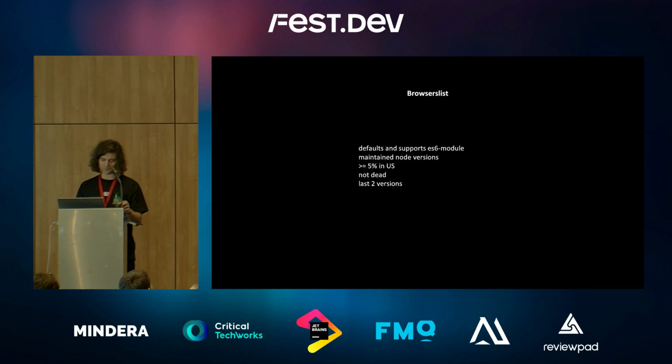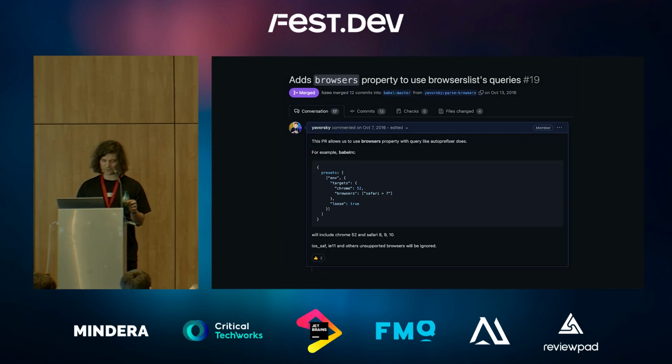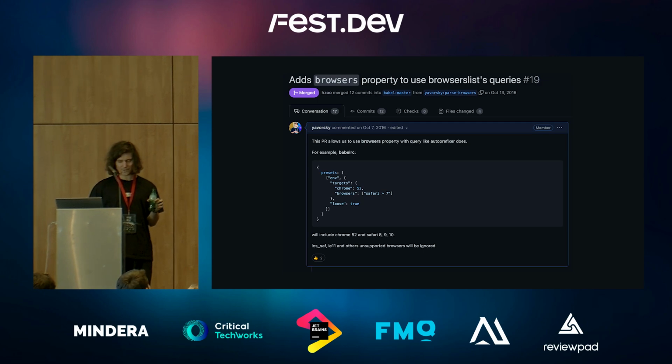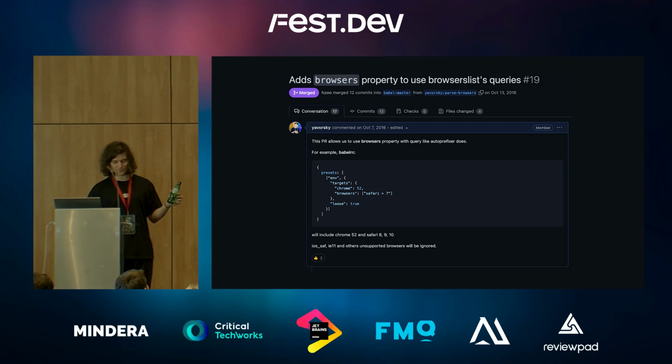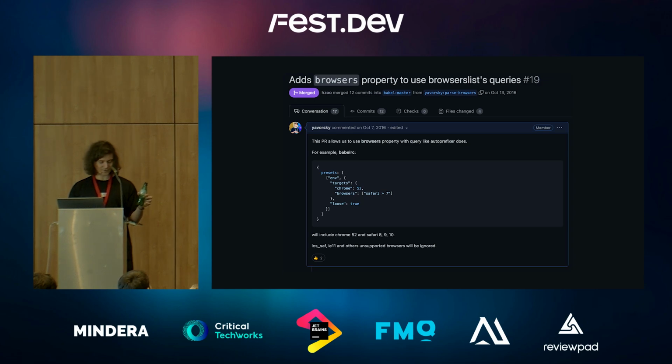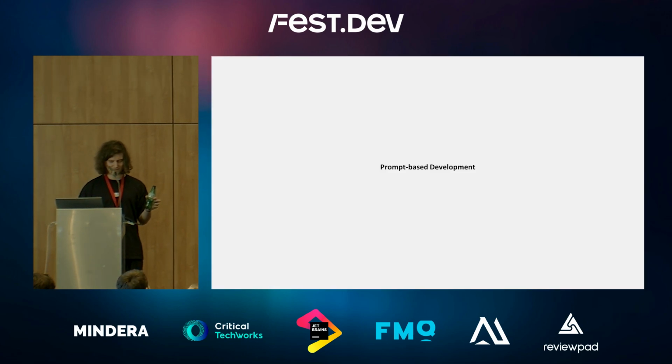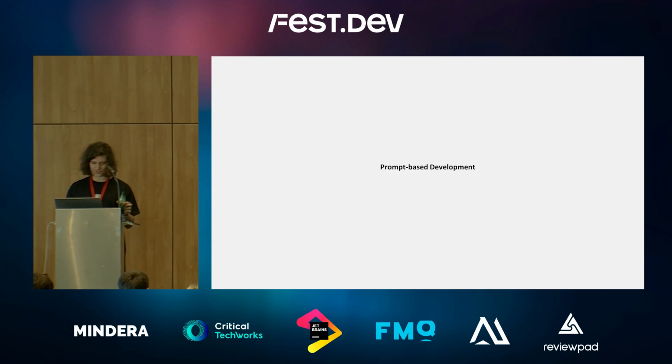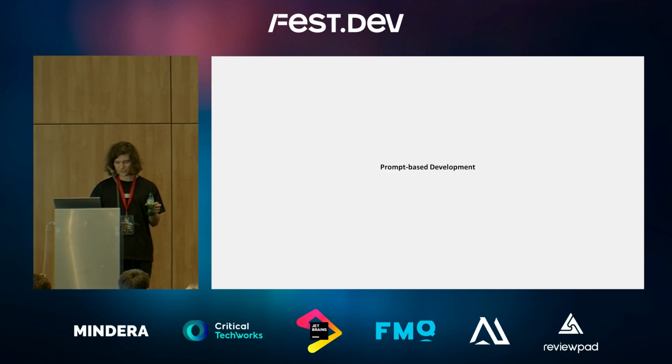For me, it's super important because my first pull request to Babel was to add the browsers property to Babel preset env. So we became able to configure browsers right in normal language. And actually Babel preset env still uses this approach, and it's the only supported approach now.